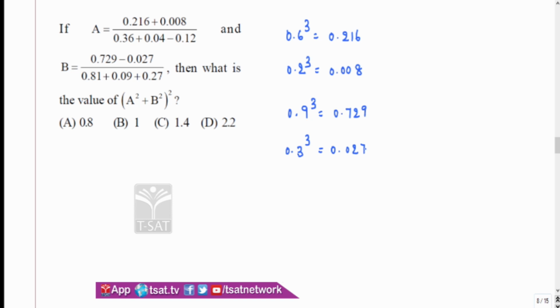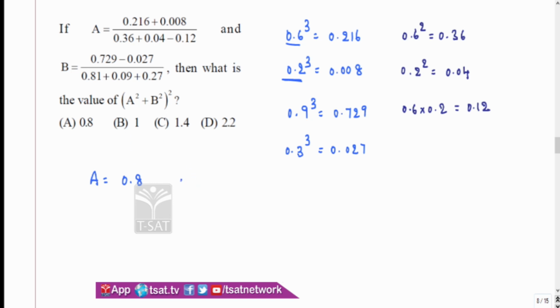Now it is in the formula. If you look at A, it is in the formula a cube plus b cube, and in the denominator if you look at, this is 0.6 square, and 0.2 square, AB is 0.6 into 0.2, that's 0.12. We all know a cube plus b cube by a square plus b square minus AB is equal to a plus b. Therefore, your capital A becomes a plus b. Here a is 0.6, b is 0.2. So, a plus b is 0.6 plus 0.2 is 0.8.